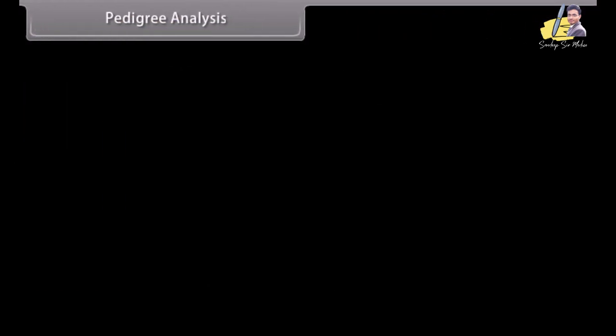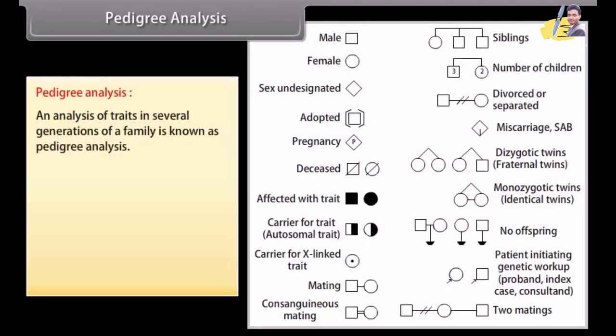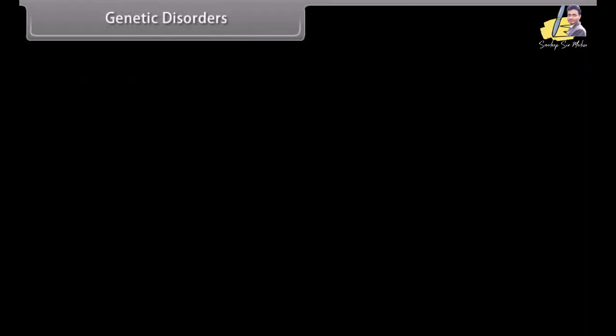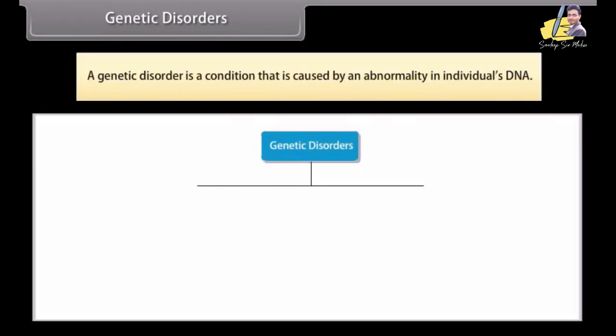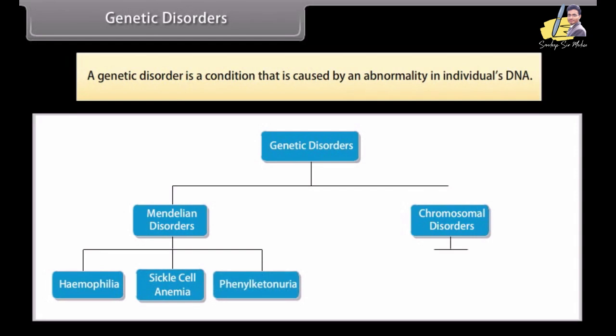Pedigree analysis. An analysis of traits in several generations of a family is known as pedigree analysis. Pedigree: it is a diagram of family relationships that uses symbols to represent people and lines to represent genetic relationships. Some basic symbols used in a pedigree are: genetic disorders. A genetic disorder is a condition that is caused by an abnormality in an individual's DNA.